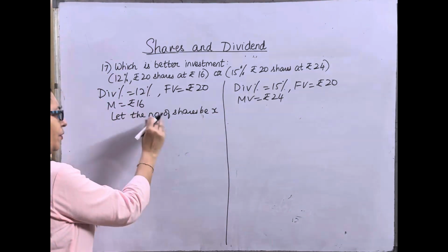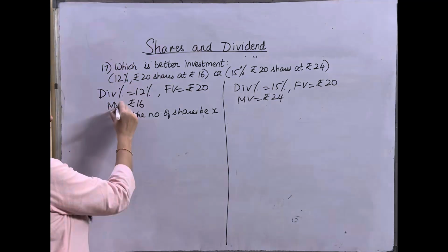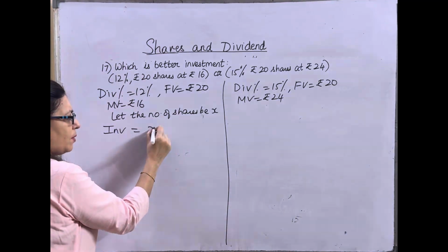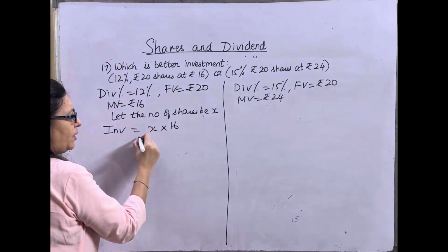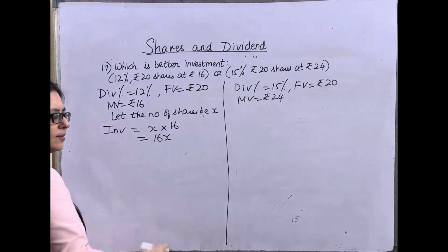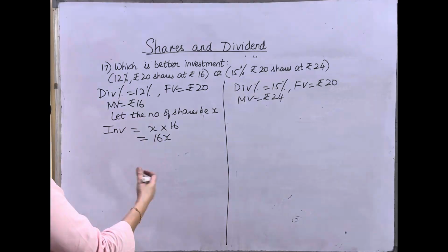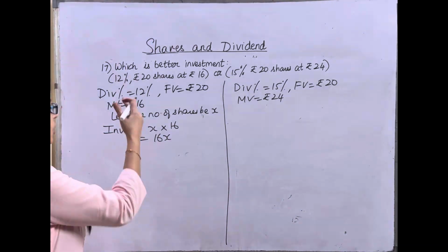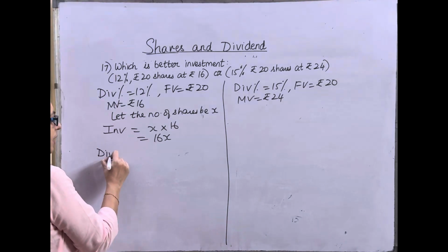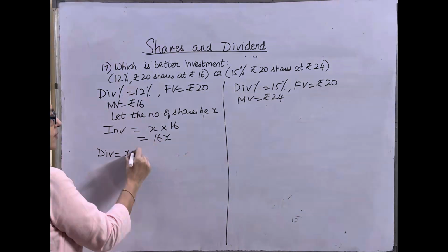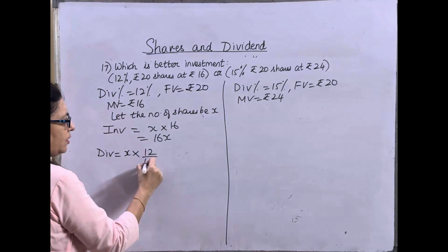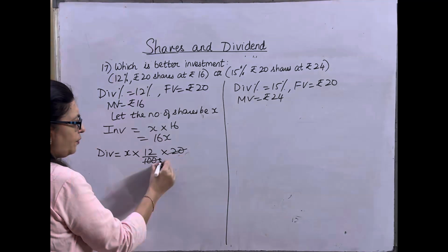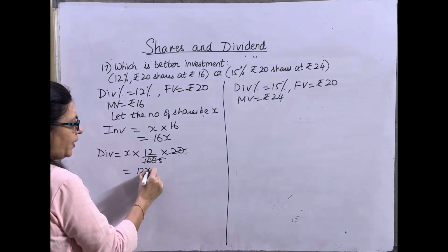Okay. Now, if the number of shares is there, and market value is given to us, you can find the investment. Investment is number of shares into market value. So, this is 16x. Now, for rate of return, you have the investment. You have to find dividend. Dividend is equal to number of shares into dividend percent into face value. 20 5s are 100, so it is 12x upon 5.